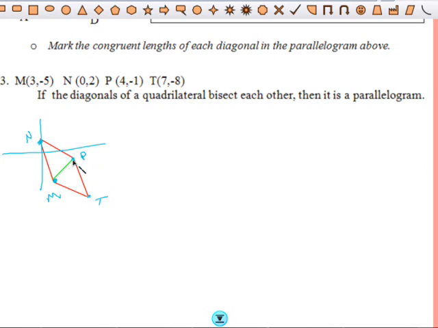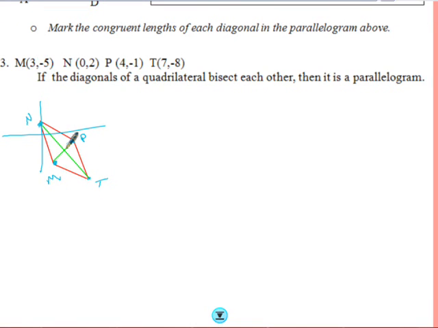I'm looking for, does NT bisect MP? I'm going to add a point in here. We're just going to call it O. Alright? Because really what I want to know, if the diagonals bisect each other, then NO should be congruent to OT. And MO should be congruent to OP. How are we going to find this O, though? That's a big deal. And the answer to that is that we're going to use the midpoint formula.